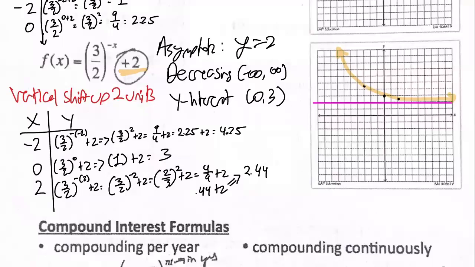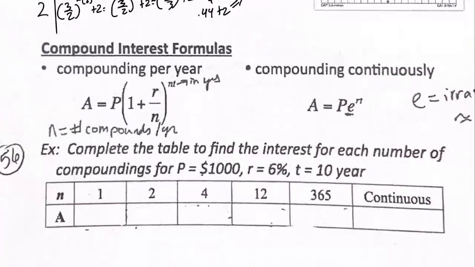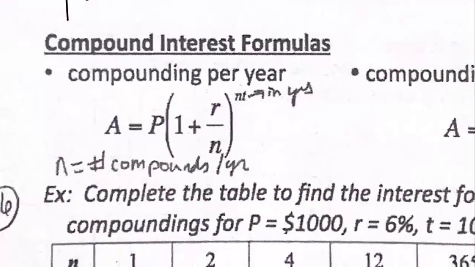Okay, the last thing you guys need to know is compound interest formulas. These will be on your test as a quick refresher, so please make sure you have these in your notes. So the compounding per year is A = P(1 + r/n)^(nt), where t is the number of years, r is your rate in decimal, and P is your initial value, what you start with.